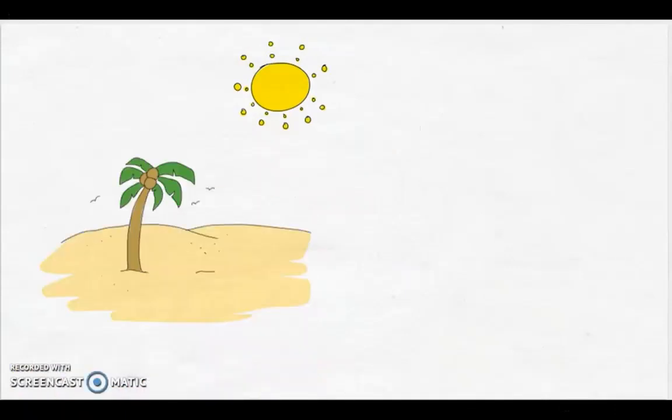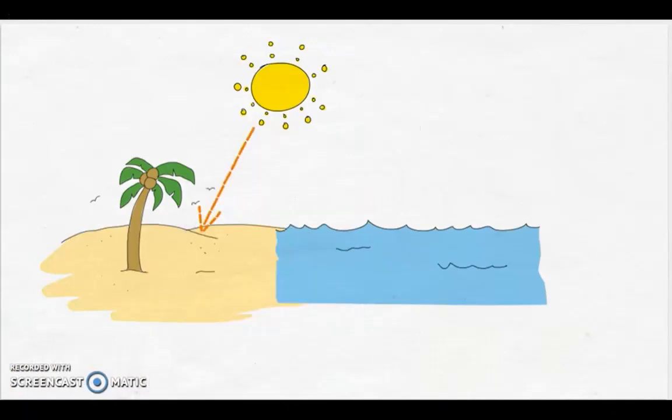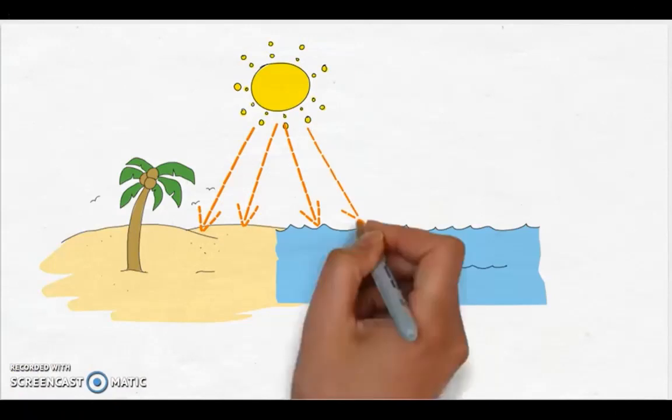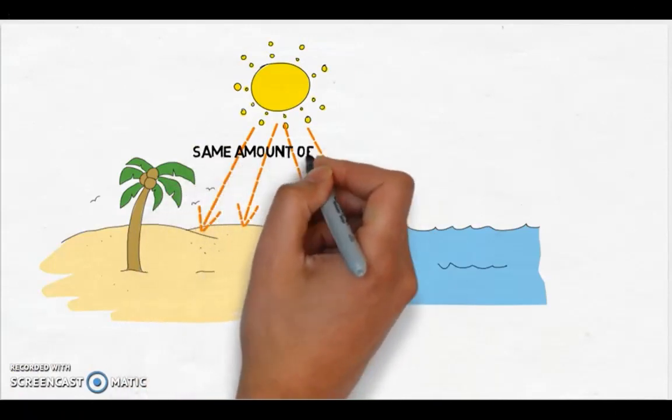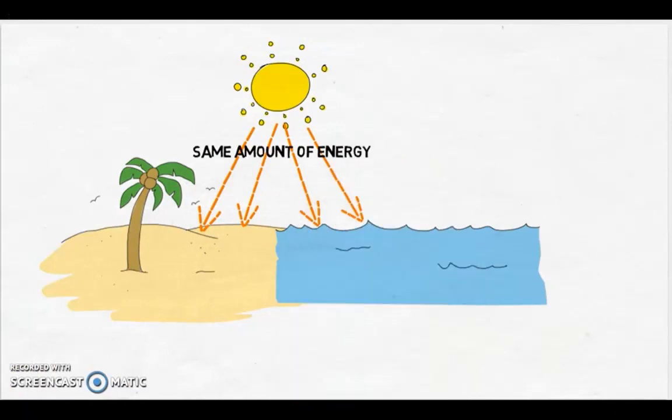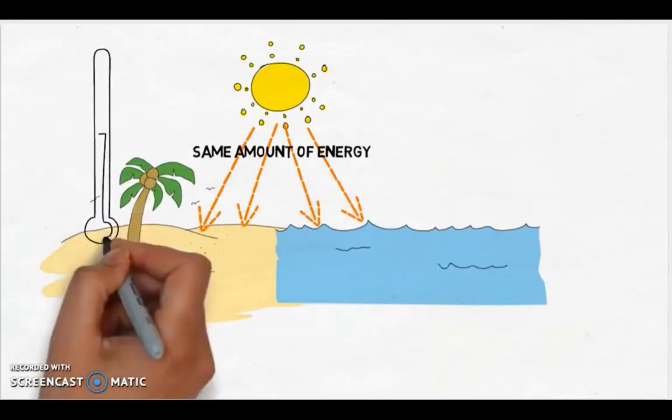Okay, year 11, today we are going to learn about what specific heat capacity is, and hopefully by the end of this video you'll have a better understanding of what that phrase means. I want you to imagine you're at the beach, and here we've got the sun, and the sun is giving the same amount of energy to both the sand and the water.